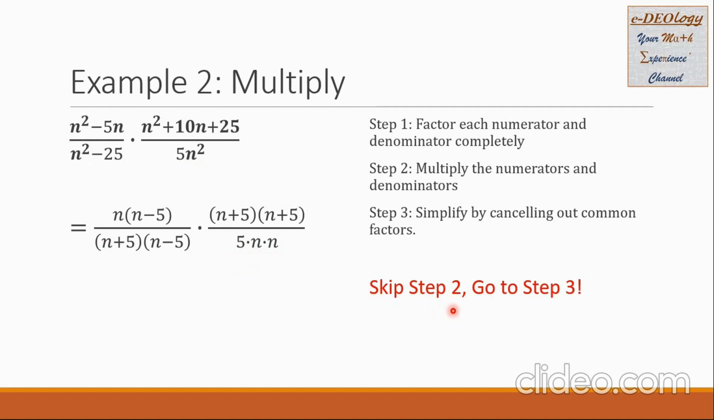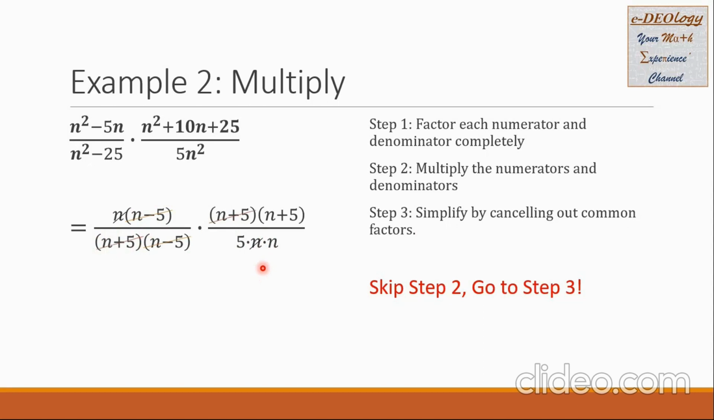Actually, we can skip step 2. We can go directly to step 3 by cancelling out common factors. This n here, we can cancel with one n here. And the n minus 5, there is also n minus 5 in the denominator, while the n plus 5 here can be cancelled with the n plus 5 in the denominator here. So you see, the respective factors are now cancelled.